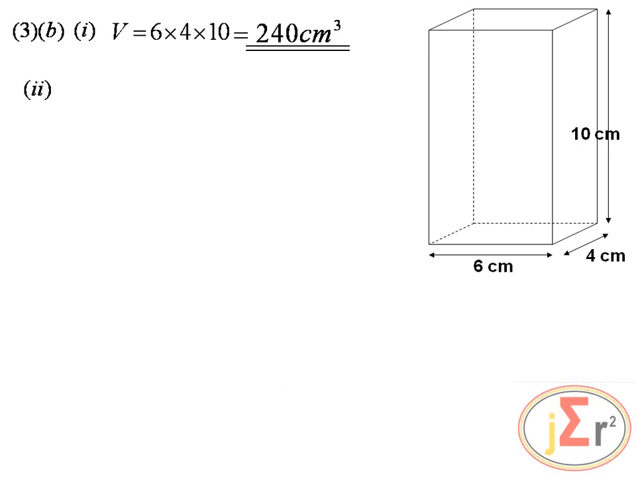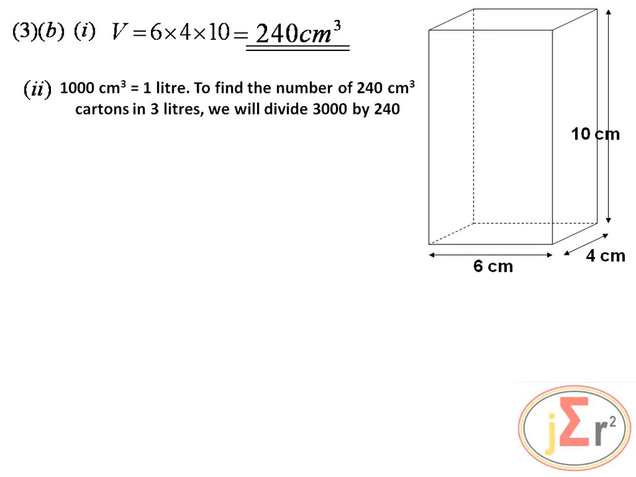The recipe makes use of 3 liters of milk. 1000 centimeters cubed is equal to 1 liter. That is the conversion that we need to know. The recipe makes use of 3 liters. Therefore, we have to multiply 3 by 1000 in order to find the number of centimeters cubed involved.